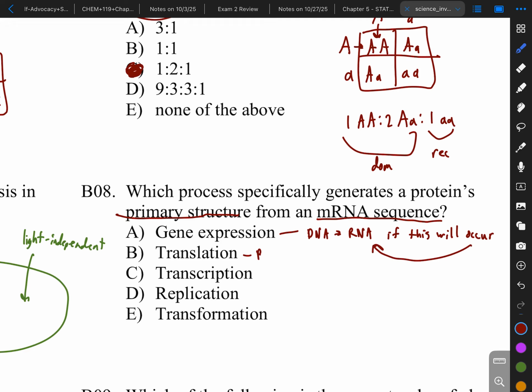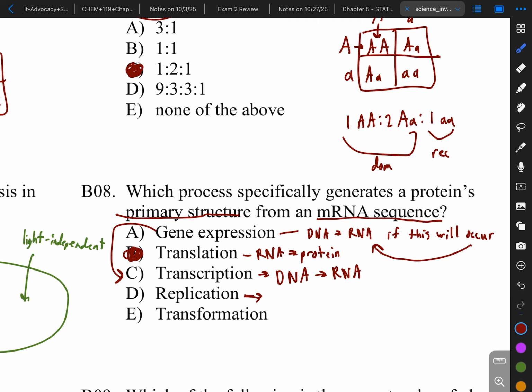Translation is converting RNA to protein. So that would be the right answer. Let's just go over the other 3. Transcription is making an RNA template from DNA. So transcription is when you're going DNA to RNA. And gene expression regulates transcription.